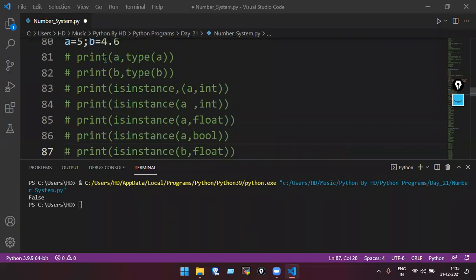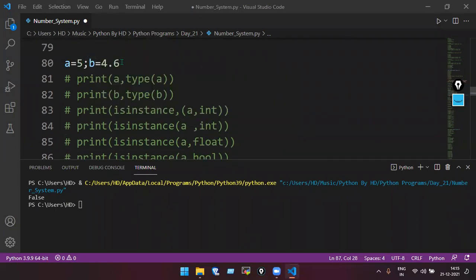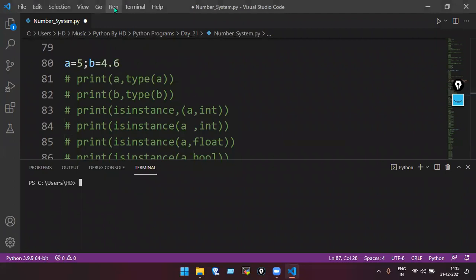Okay. So here A is what type? Int type. B is what type? Float type. I want to know whether my given variable or given value is of type int or not. So what is the method? isinstance is a method where I'll pass the variable name, comma, data type. So what's the variable there? A. Is it of type int or not? I'm checking there. Yes, it's of type int.